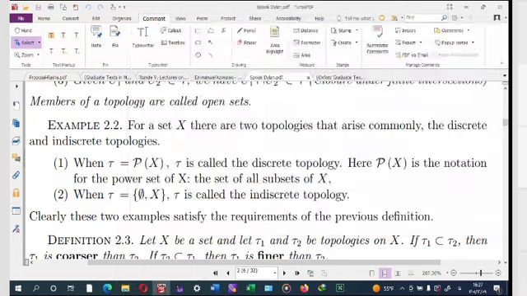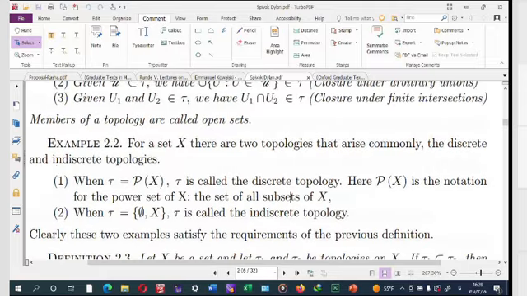It is very trivial that these two satisfy conditions 2 and 3 for a topology. Any union of these two sets is one of these two sets, and any intersection of elements of tau must belong to tau. For example, the intersection of the empty set and X equals the empty set, the intersection of X and X equals X, and so on. And it is very important that any element of tau is called an open set.